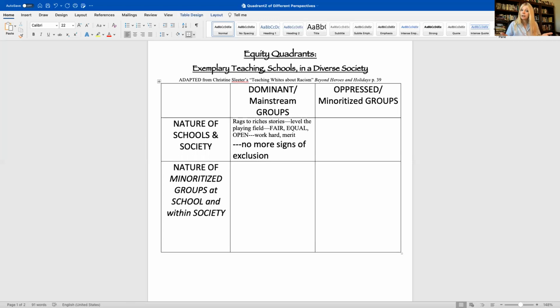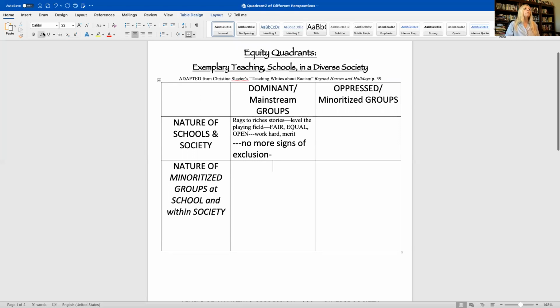And we used to have signs that would say no dogs, no Mexicans. We used to have those kind of signs, but we don't anymore, right? So our schools and our society is open now. It's open, it's fair. If you do the hard work, you'll get there. Okay. So that's the nature from the dominant perspective.